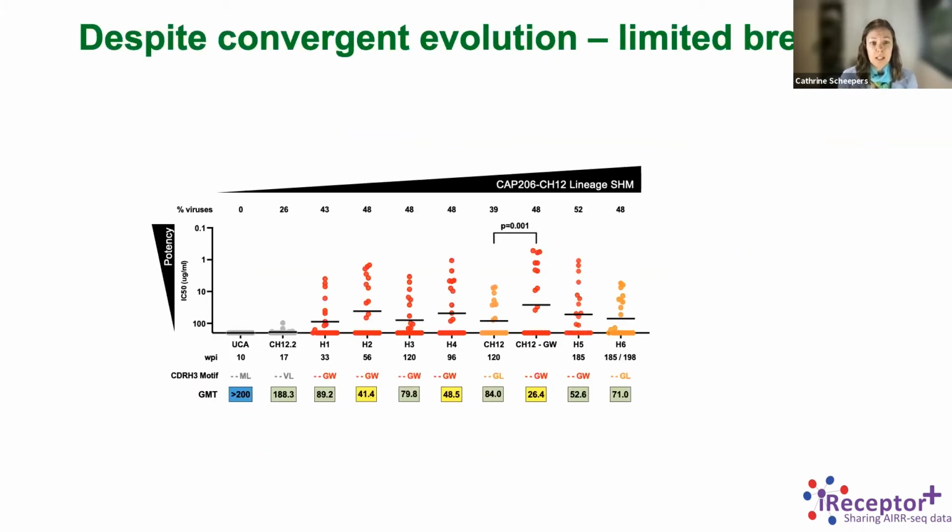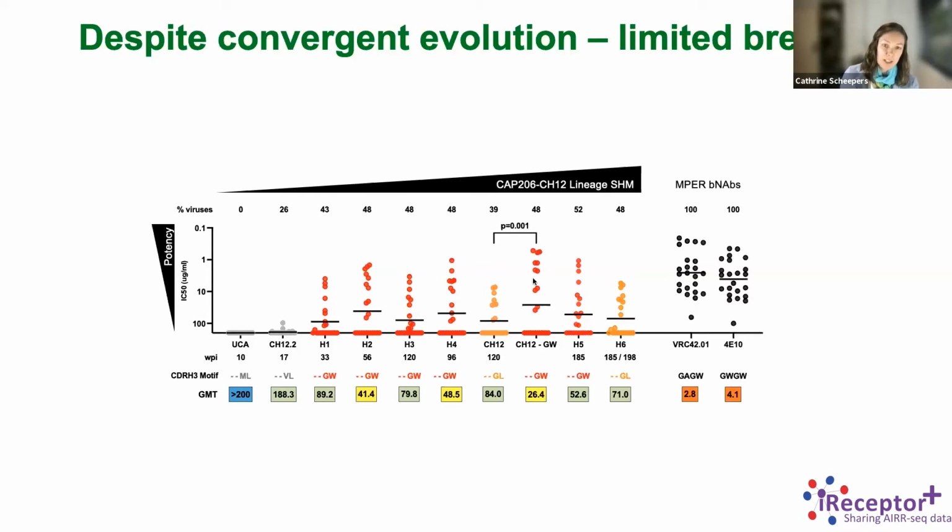So we tested representatives of these antibodies against a panel of viruses, and indeed we do get an increase in neutralization breadth and potency with the red antibodies, and those are the ones that have the important motif. In fact, if we mutate the GL of CAP206-CH12 to a GW, that single amino acid, we get significantly improved neutralization and potency. However, despite this, we still don't reach the levels that we see with VRC42 and 4E10.